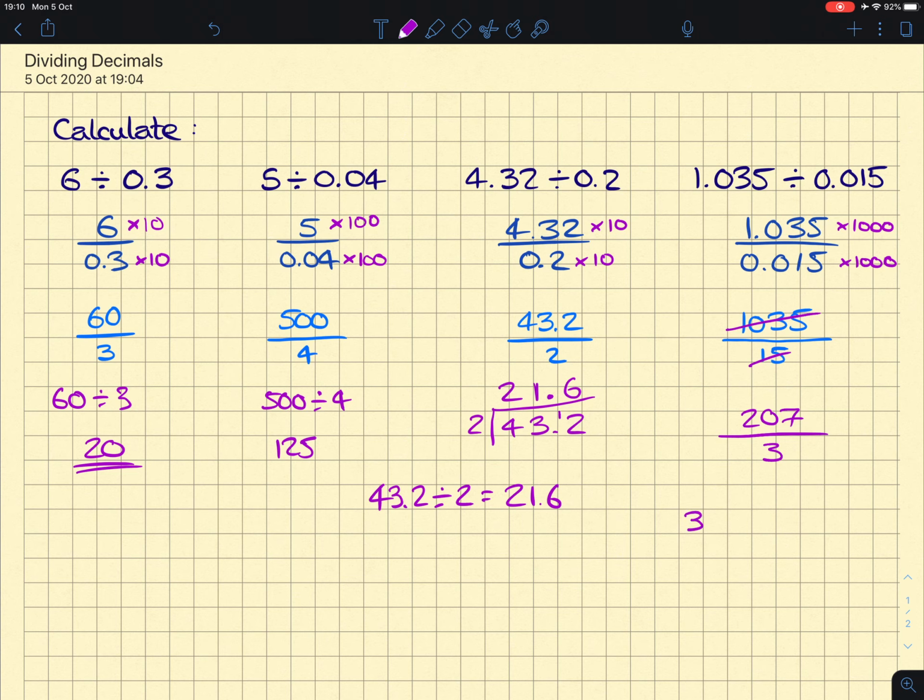This may be straightforward for you right now. If it's not, I'll just set up the division. 3 into 207. 3 does not go into 2, so that 2 carries forward to give you 20. 3 goes into 20 6 times with 2 left over, and then 3 goes into 27 9 times. So we end up with our answer as 69 for 207 divided by 3, but it's also the same answer to this. And that's how you divide decimals. Done.